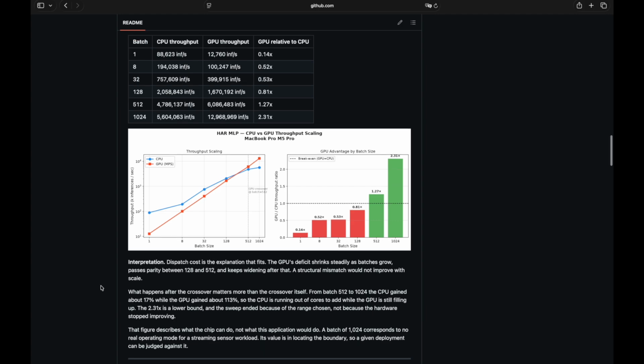Taken together, sections 2 and 3 establish the central result of the study. On identical hardware, the same GPU is 6.5 times slower than the CPU at 1 sample per call and 2.31 times faster at 1024. The constraint is the size of the workload, not the capability of the hardware. Section 4 applies the same question to the one remaining compute unit.